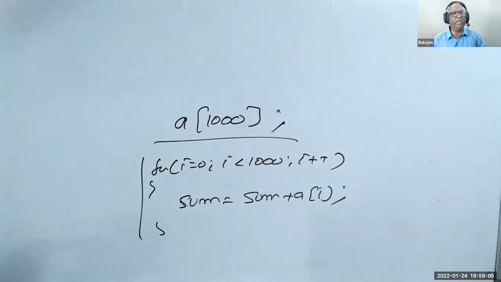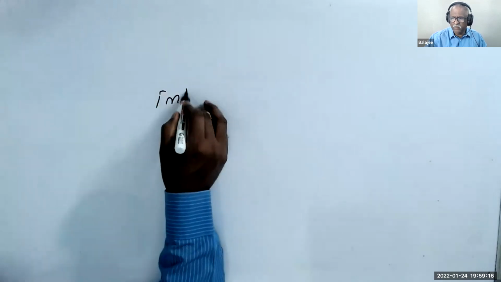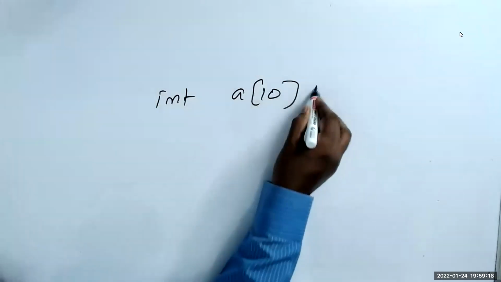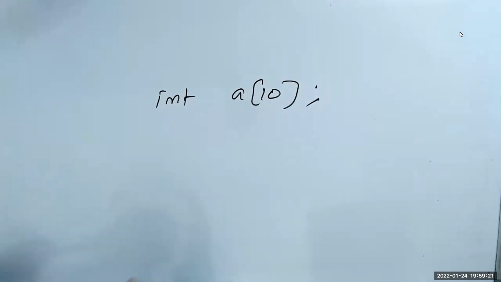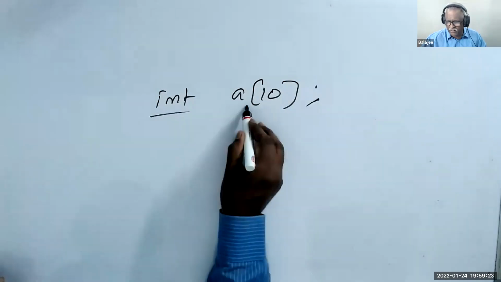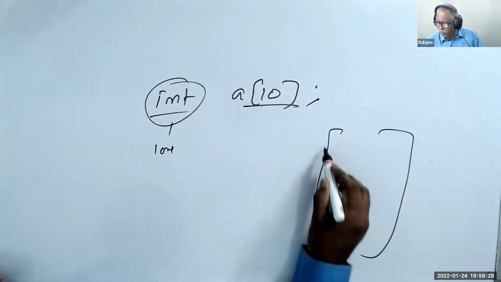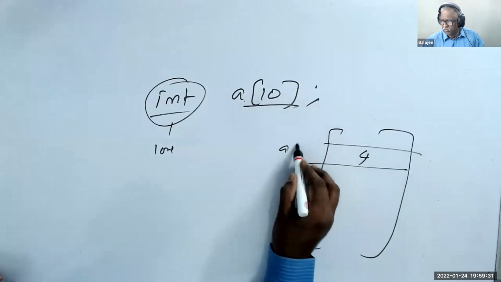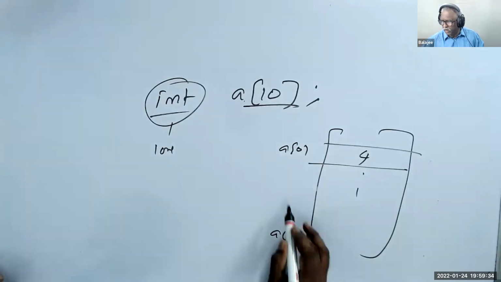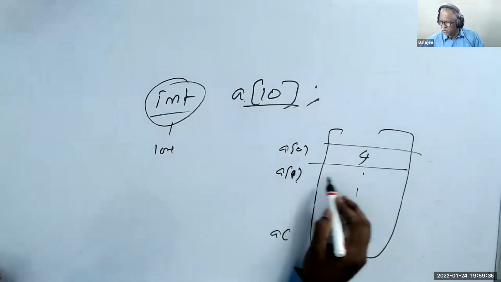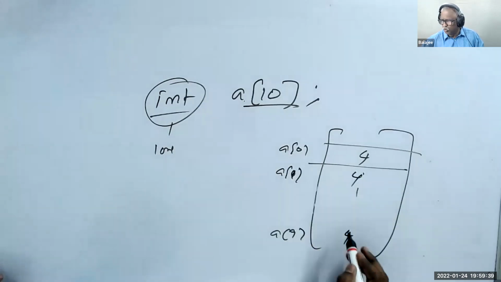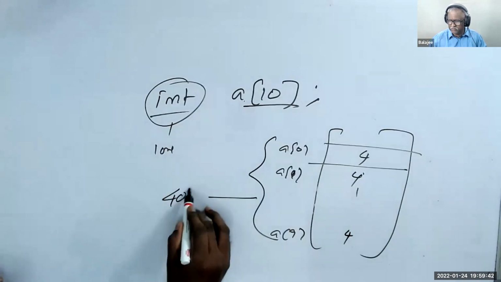We can only declare the same type of data. Yeah, correct. That we will discuss tomorrow, how to declare an array with various data types. Now if you say integer a of 10, the question is, can we only declare the same data type in an array? Yes. If you say a of 10, integer, then the system allocates 4 bytes for a of 0. Like that, a of 1, 4 bytes, and a of 9, 4 bytes. Totally, you'll be allocating only 40 bytes.